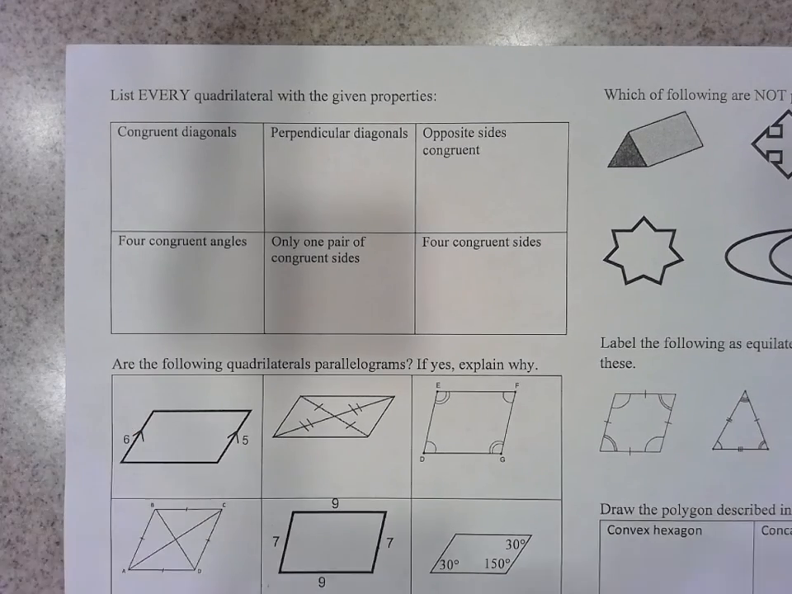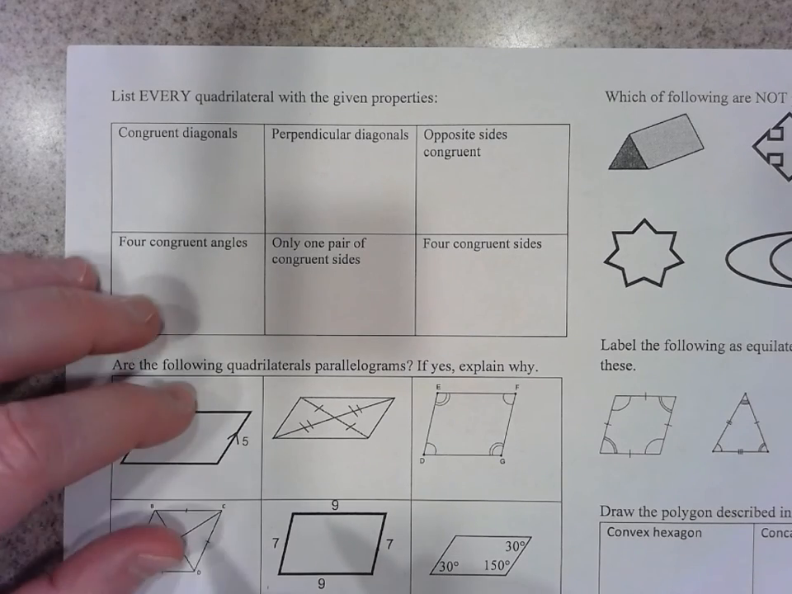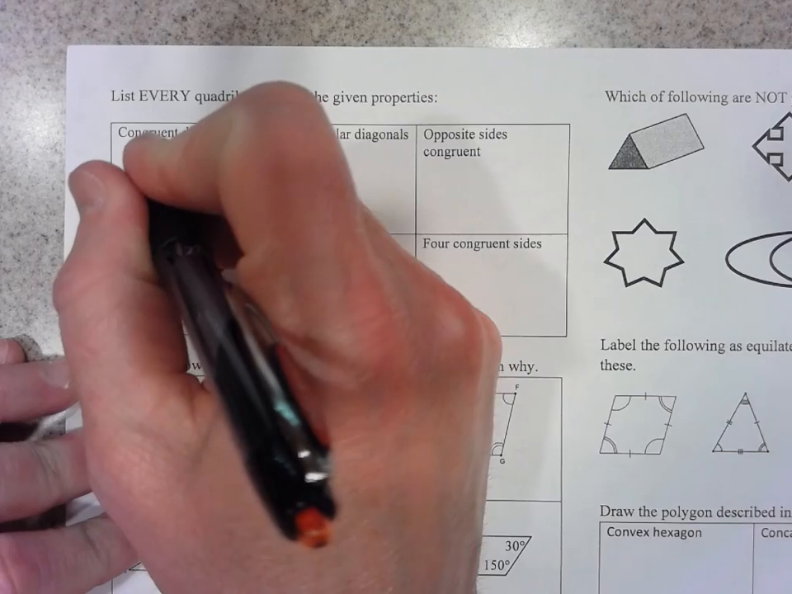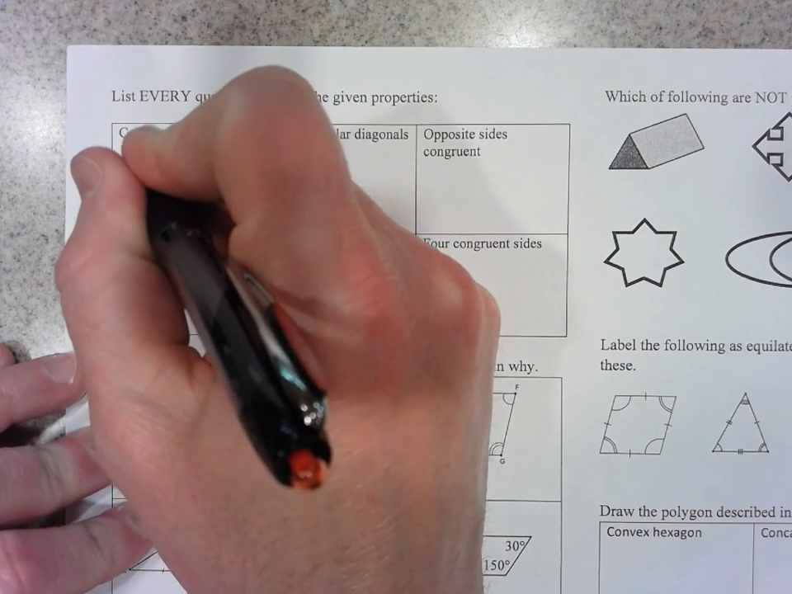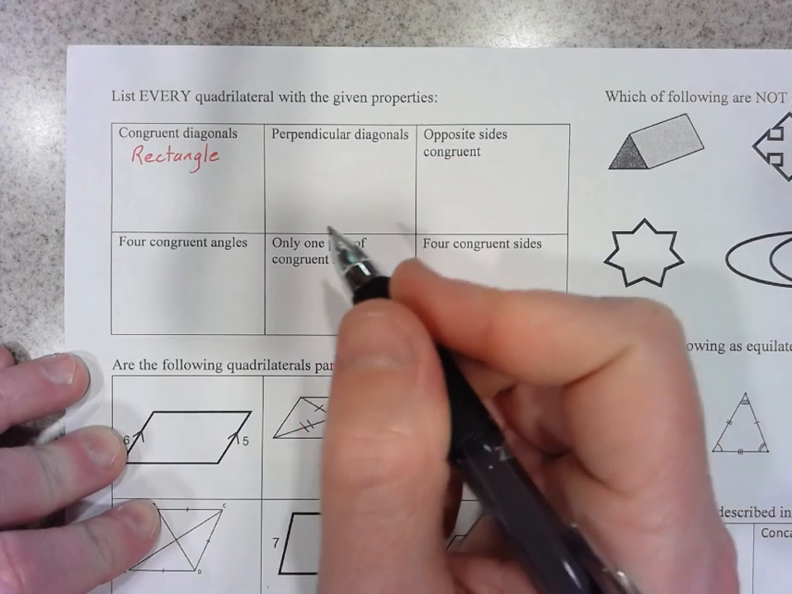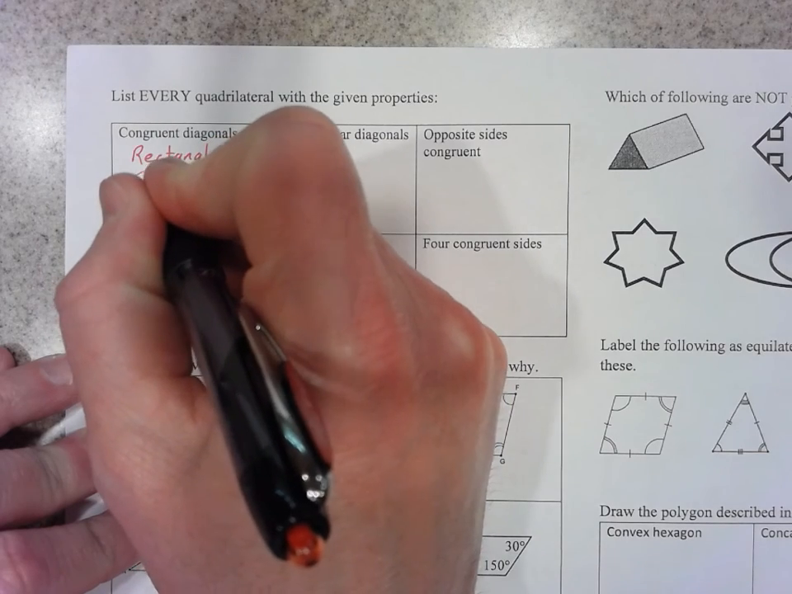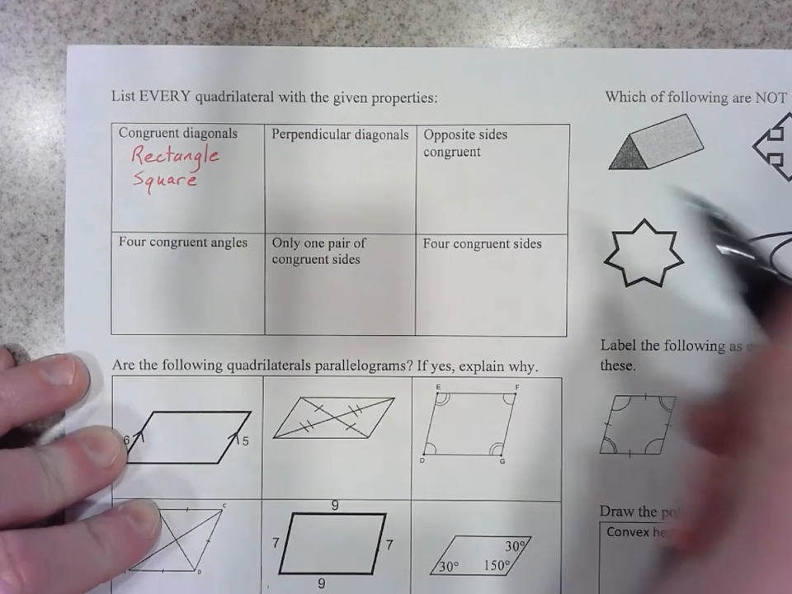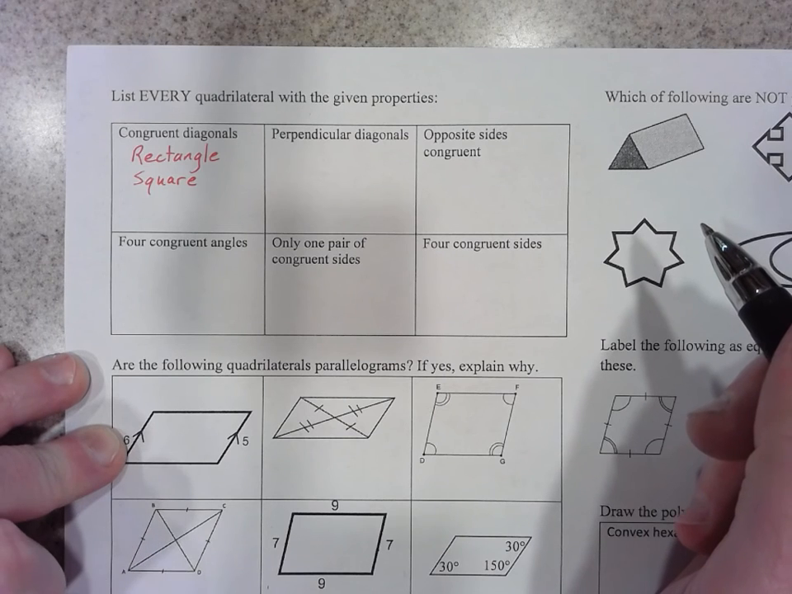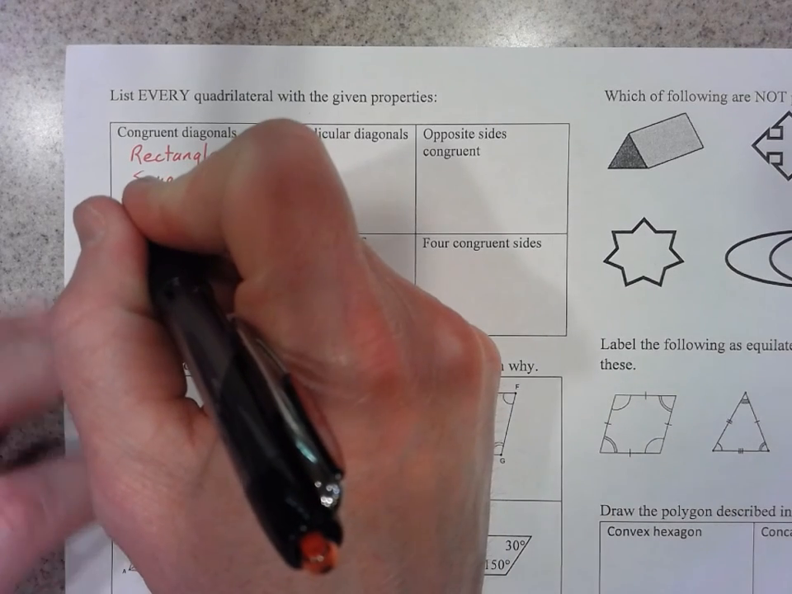So the first one is congruent diagonals. So first of all, with parallelograms, if they have congruent diagonals, that will make it a rectangle. And anytime you have a rectangle characteristic, that means that characteristic is also true for a square. But now if we go outside of the parallelogram family, this is also true when you have an isosceles trapezoid.